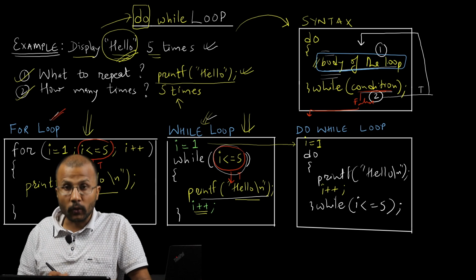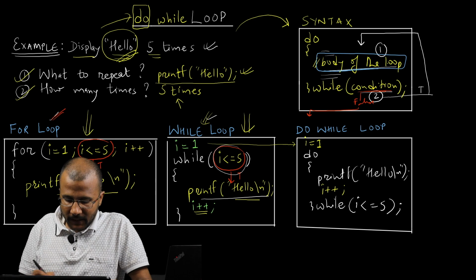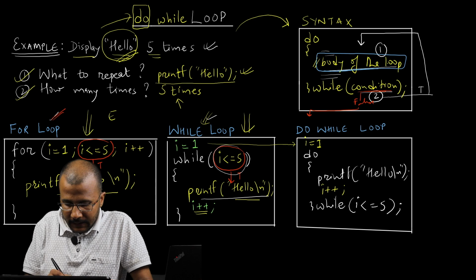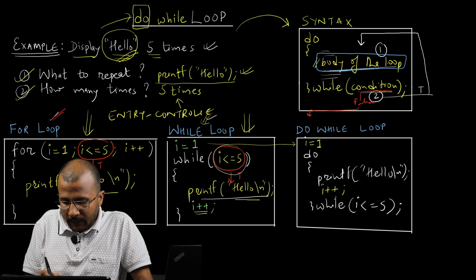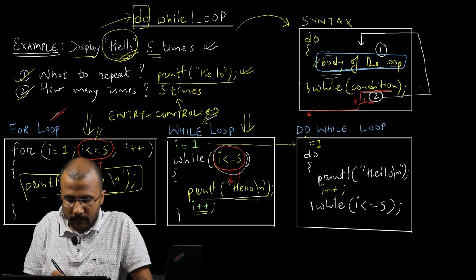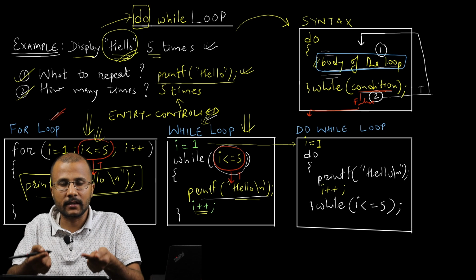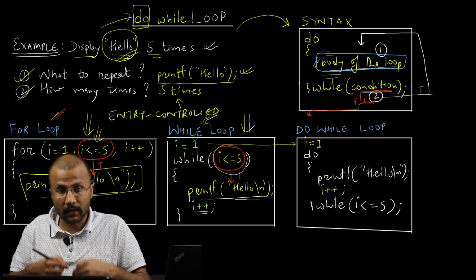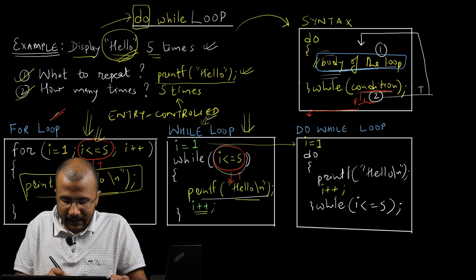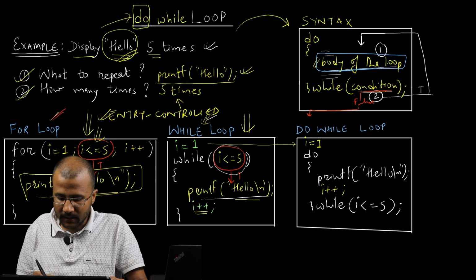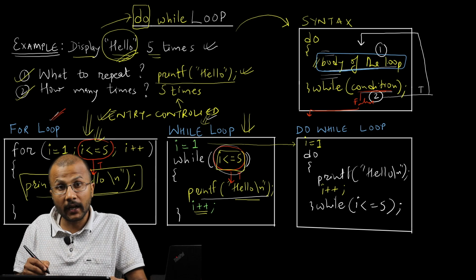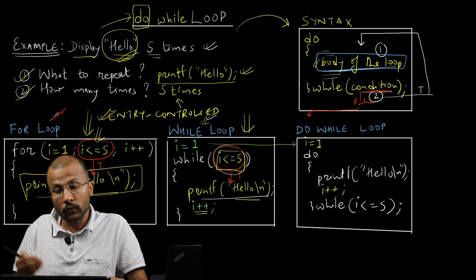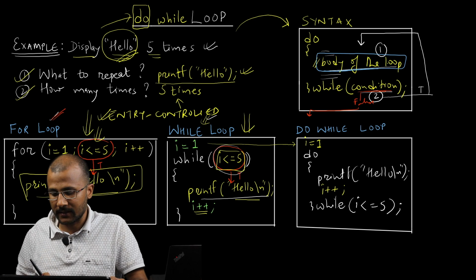The important point to note here is that the for loop and the while loop are called entry controlled loops, meaning before you enter the body of the loop, first you check the condition. So before you enter, the condition is checked, therefore it is called an entry controlled loop. Same is the case in the while loop. First you check the condition, only if it is true you go into the body and execute the statement.